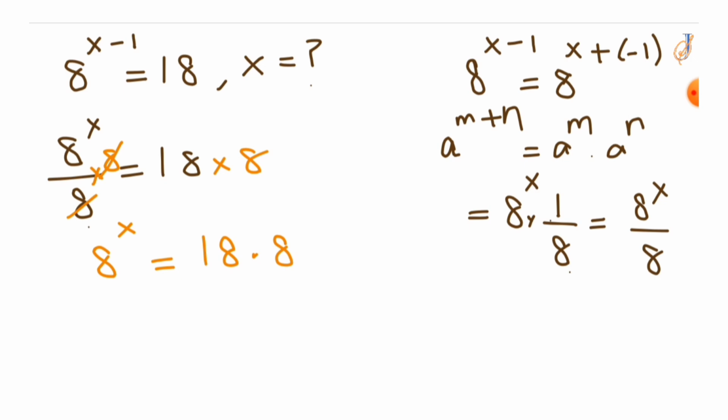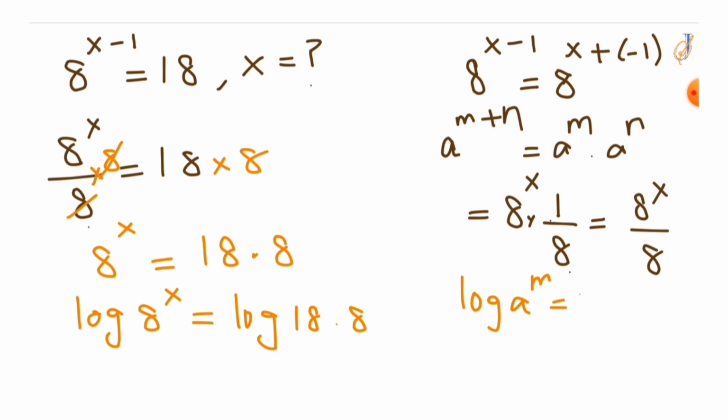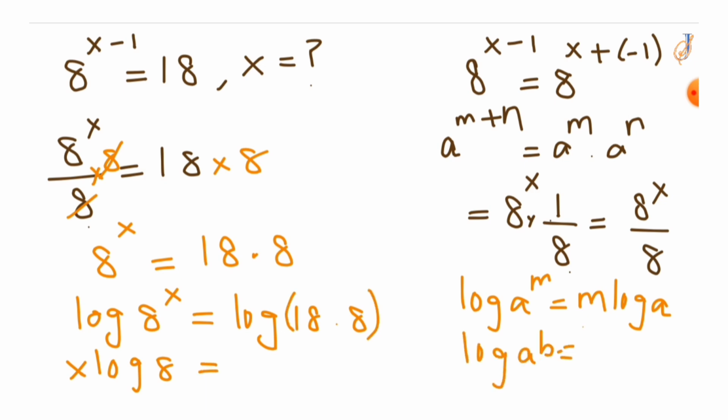Now we need to find the x value, but x is in the exponent. Whenever the x value is in the exponent, you need to apply the log. So let's take log on both sides. Log 8 raised to the power of x is equal to log 18 times 8. Observe this log 8 power x, it is in the form of log of a power m. We can write this as m times log a. So let's write x times log 8, that is equal to, here it is in the form of log of ab. We can write this as log a plus log b. So we can write this as log 18 plus log 8.